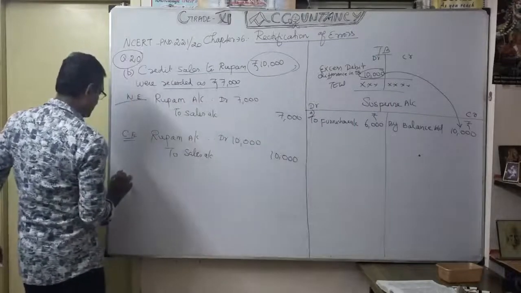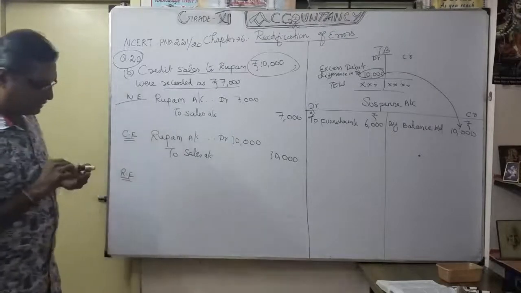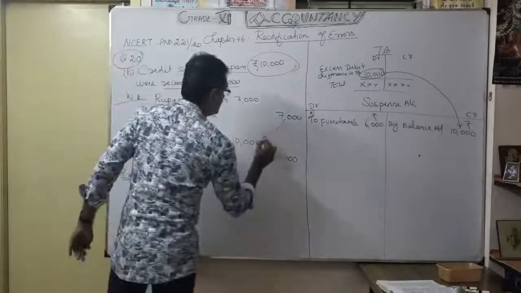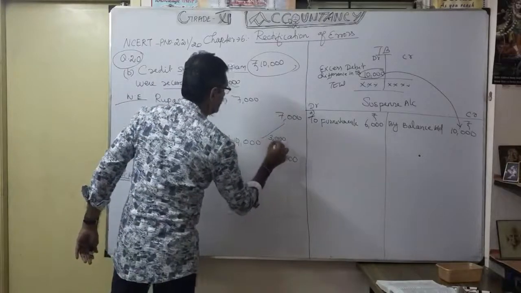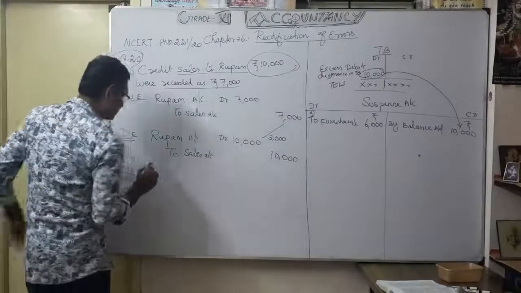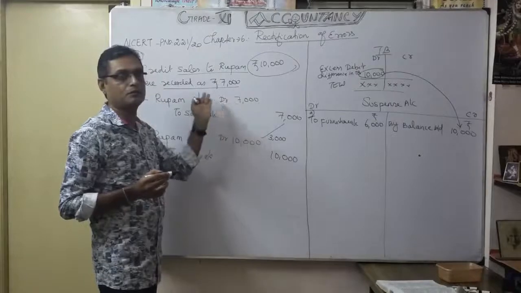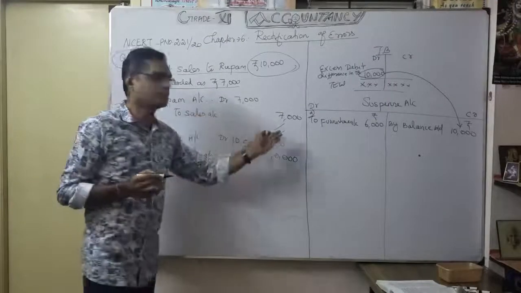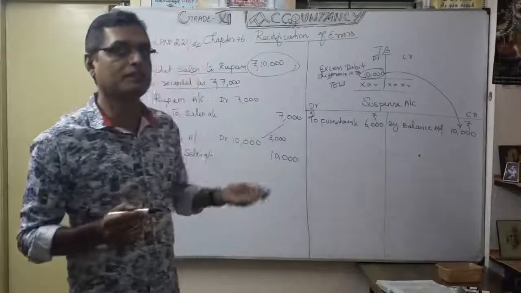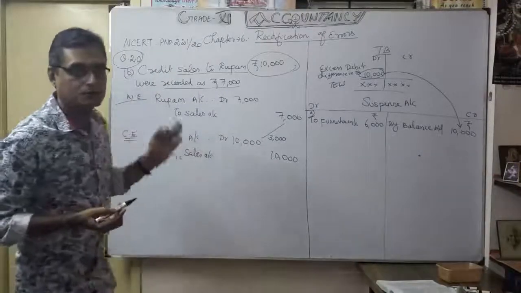Now let's see, what is the rectification entry? See here carefully. Only the rectification short, only the difference is 3,000. So we want again the same entry. Instead of 10,000, they recorded 7,000 in Reuben account and sales account. So the difference of 3,000 we again record in the same manner. That's a simple rectification entry here. No question of suspense account.